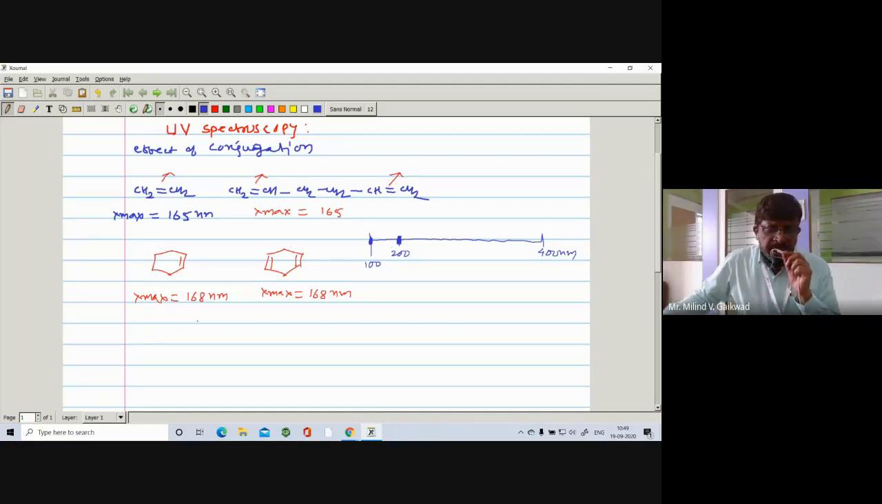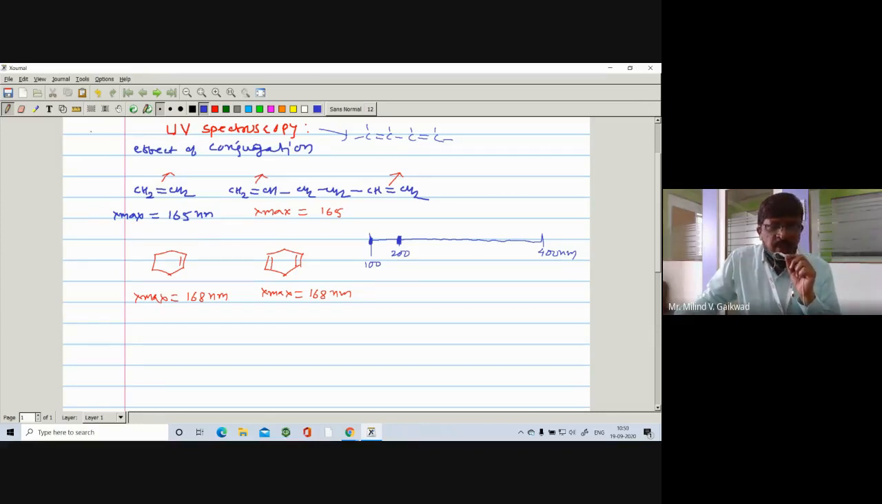But again, if you see these two pi bonds, they are not in conjugation. What is the use of this UV? If two pi bonds are in conjugation, then it is UV active. So here, double bond, single bond, double bond. If I take such an example, here is one, that is ethylene.